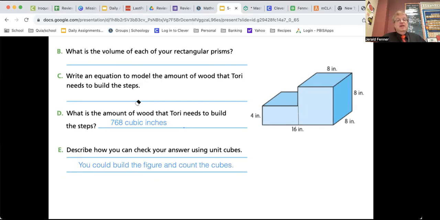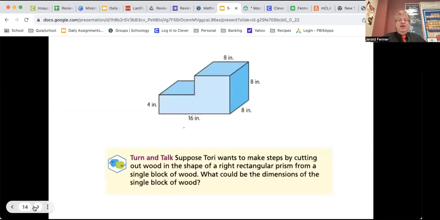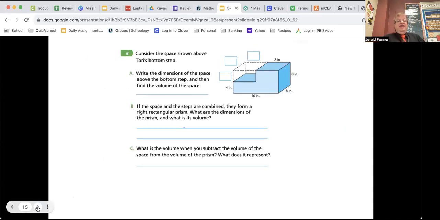So let's move on to the next page. Before we move on to the next page, at the very bottom, it says, suppose Tori wants to make steps by cutting out wood in the shape of the right rectangular prism from a single block of wood. What could be the dimensions of the single block of wood? Well, it's funny they should say this because the very next question asks that.